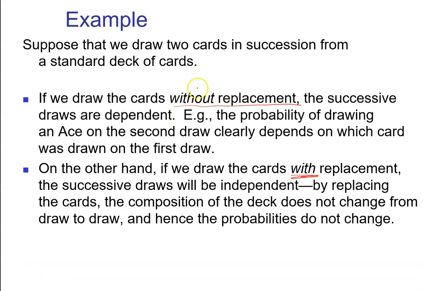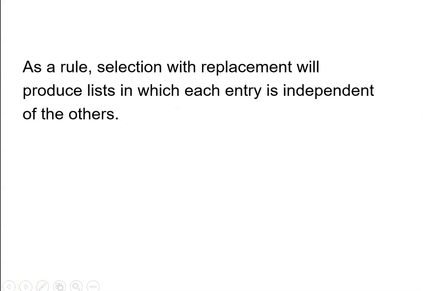Because if you take something out, you've changed your entire group and subset. Here I put it all back in, so each time I'm dealing with an entire 52 card deck, first draw and second draw. So kind of as a rule here, selection with replacement will produce lists in which each entry is independent of each other.